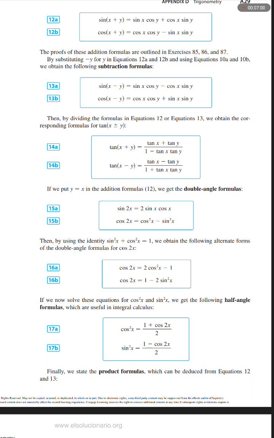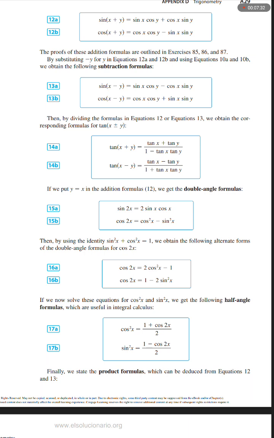Then by using the identity sine squared x plus cosine squared x equals 1, we obtain the following alternate forms of the double angle formulas for cosine 2x. Equation 16a: cosine 2x equals 2 cosine squared x minus 1. Equation 16b: cosine 2x equals 1 minus 2 sine squared x.